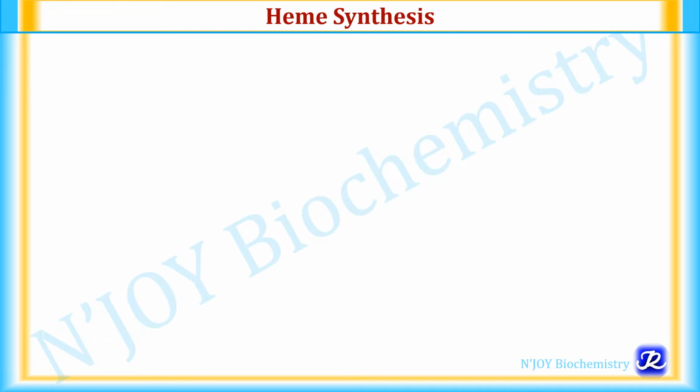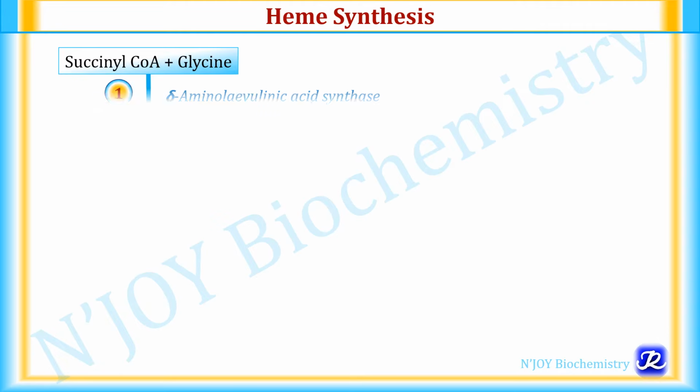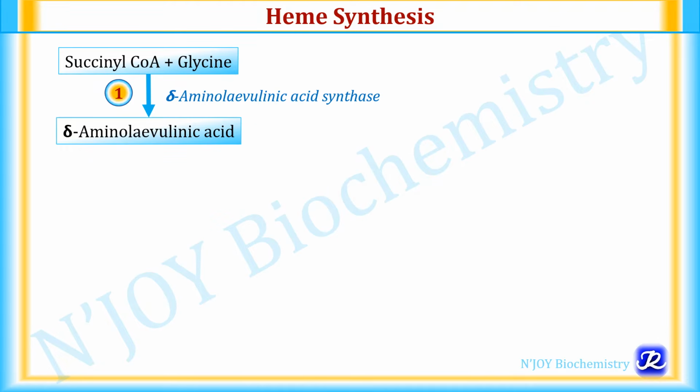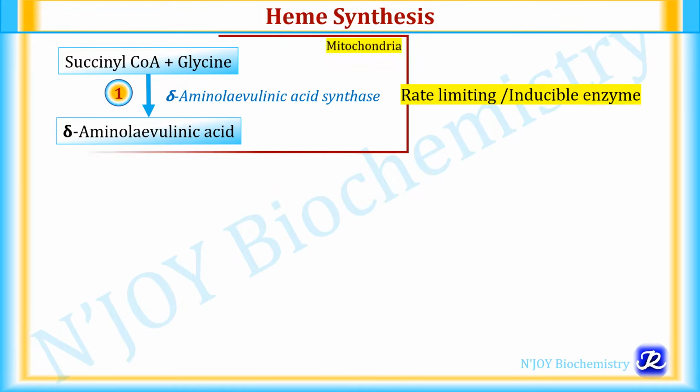It occurs in the erythropoietic cells of bone marrow and liver, and this process involves 8 important steps. The first step is condensation of succinyl-CoA and glycine to form delta-aminolevulinic acid. This reaction is catalyzed by the enzyme delta-aminolevulinic acid synthase, which is commonly called ALA synthase. This is the rate limiting enzyme and also it is an inducible enzyme of heme biosynthesis. And this step occurs in the mitochondria.